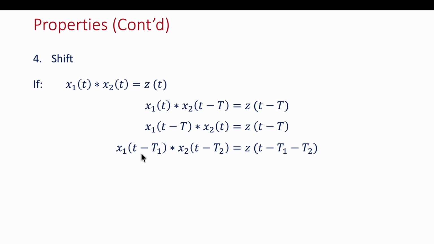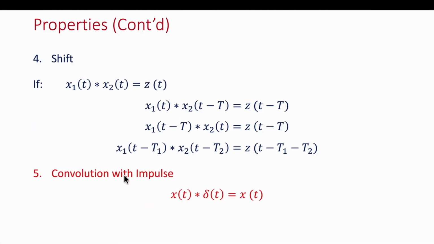Similarly, if you have two signals and both are shifted versions and you take the convolution, it will affect the result as well, giving z(t minus T1 minus T2). The x1 signal is shifted and similarly the x2 signal is shifted, and you are taking the convolution of both signals, and the result will also have the effect of these two shifts.